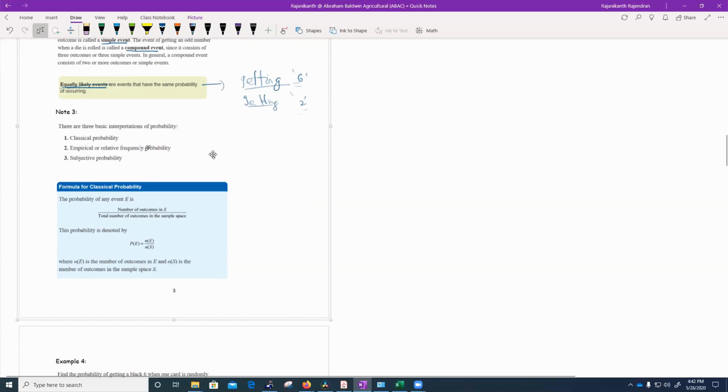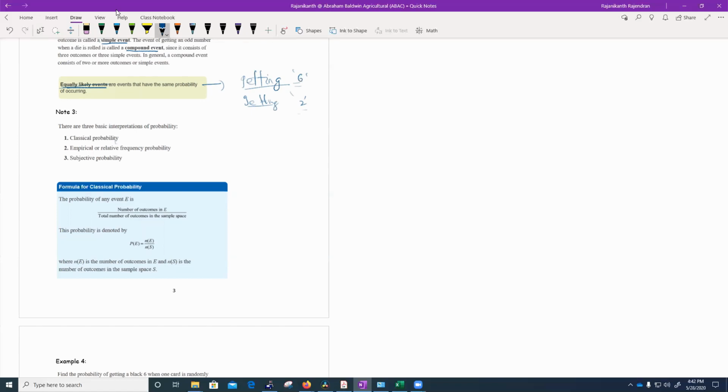Look at this note 3. There are three basic interpretations of probability. There are three types of probabilities available. The first one is called the classical probability. The second one is empirical or relative frequency probability, and the third one is subjective probability. So we will look at them one by one.